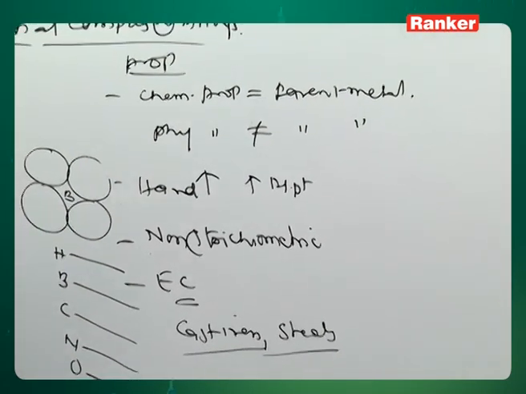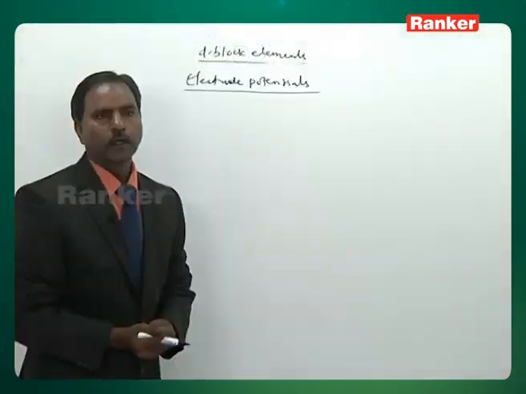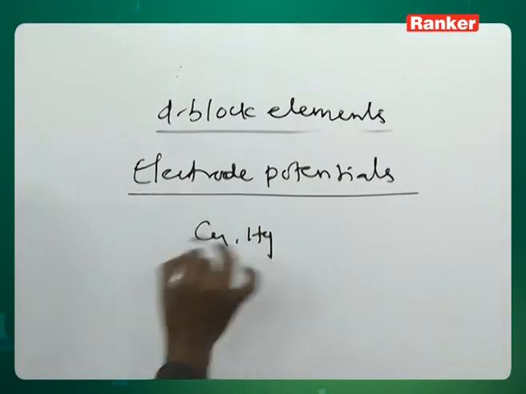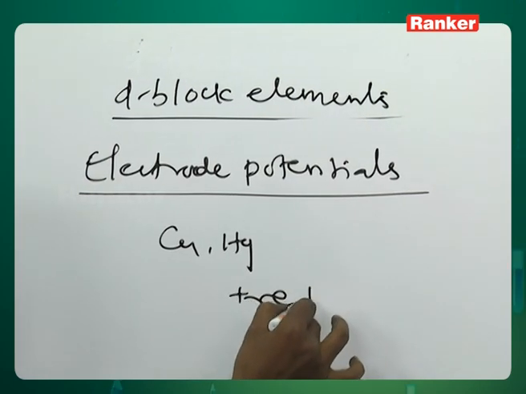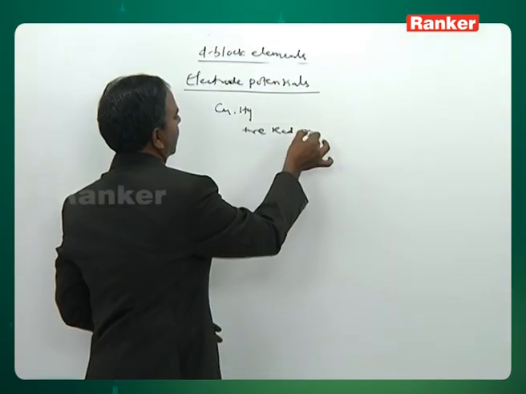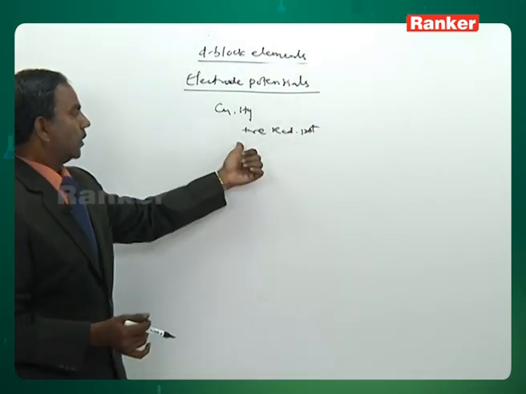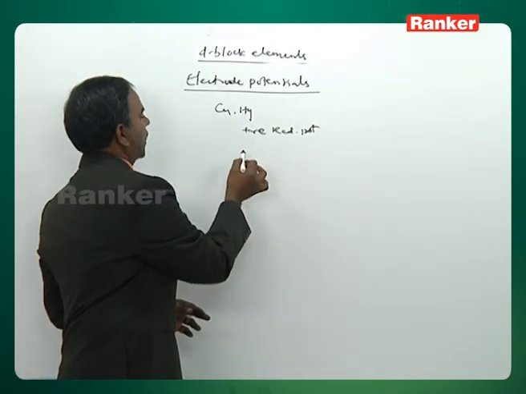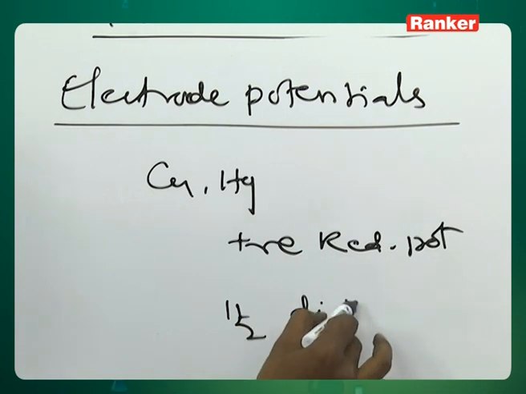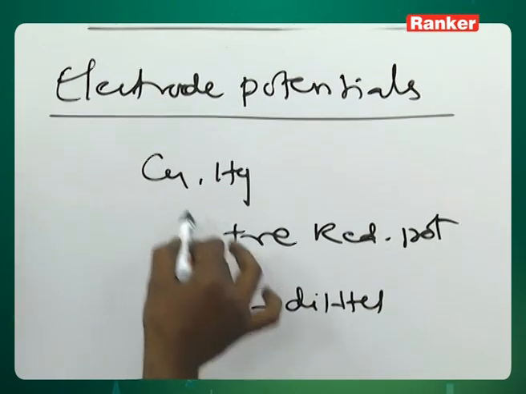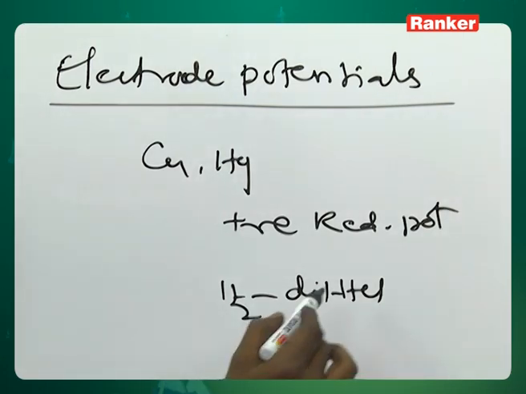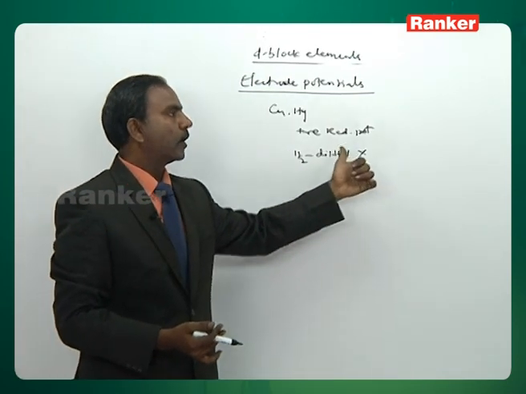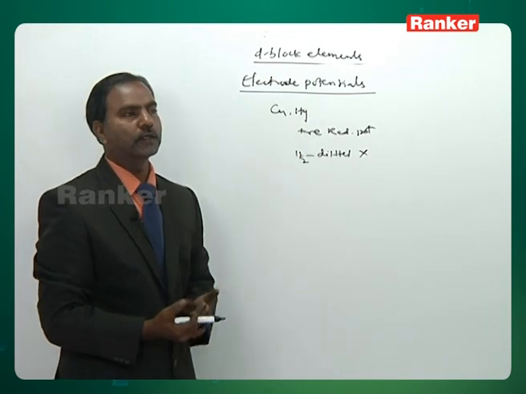It is due to variable oxidation states or variable valencies. It is also due to the presence of unpaired electrons in d orbitals, or incompletely filled d orbitals. Then, in the finely divided, finely powdered state, these have greater atomic surfaces and easily adsorb the reactants.